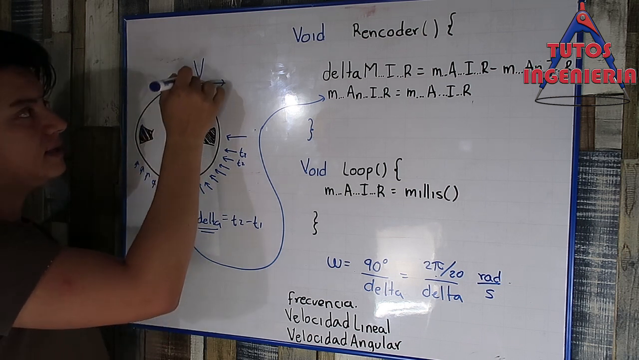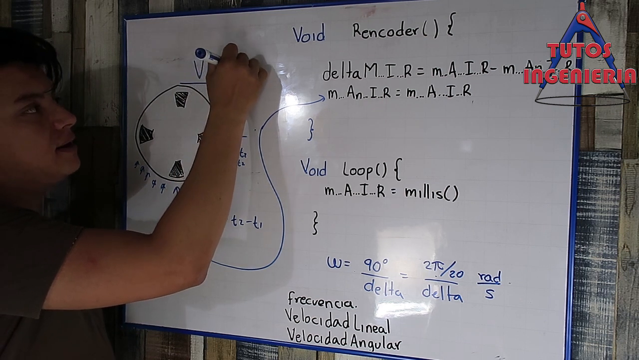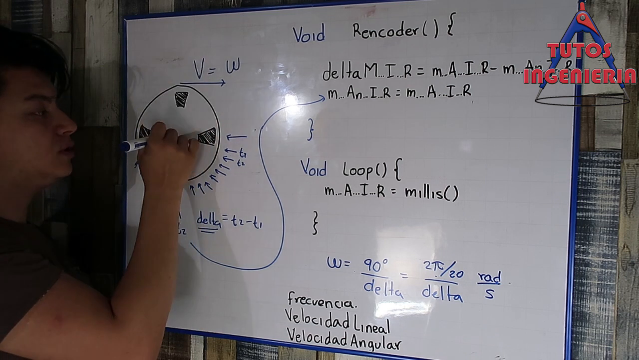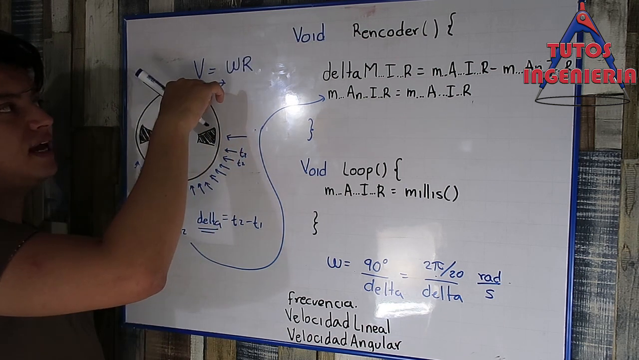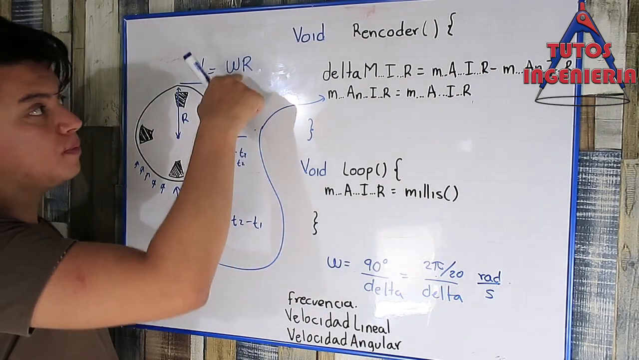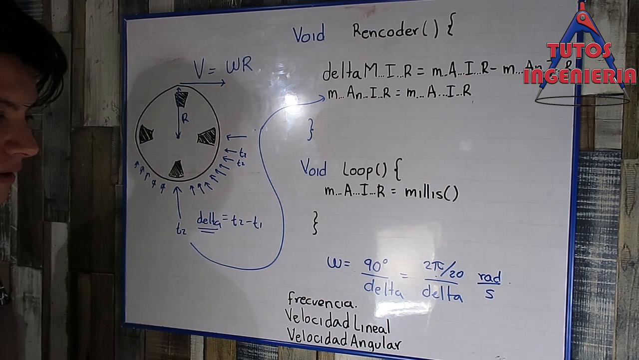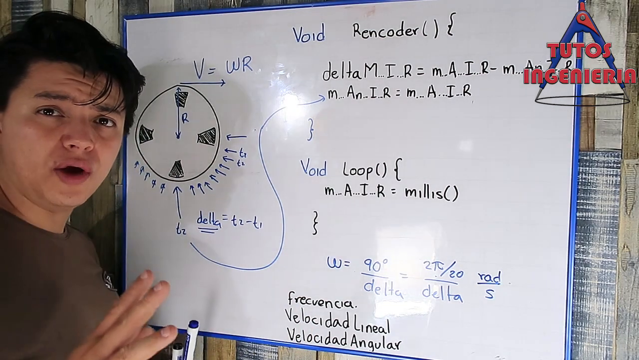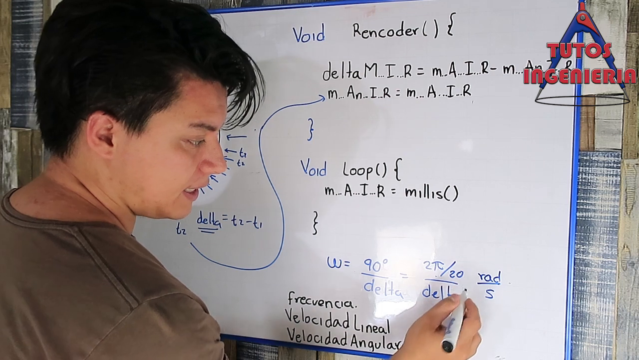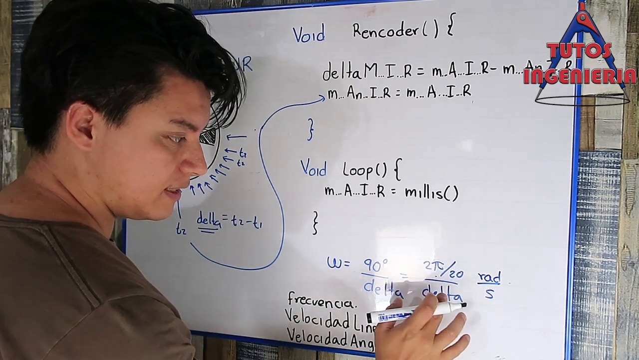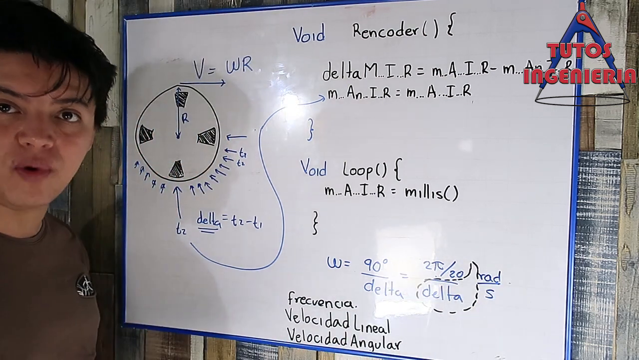Because of the time, the expression is in radians. The units are radians over seconds. That is the velocity, and the linear velocity in this case is the angular velocity times the radius of the wheel. It's important that it is the radius of the wheel, not the radius of the encoder. In that drawing, I made that wrong. It's the radius of the wheel.